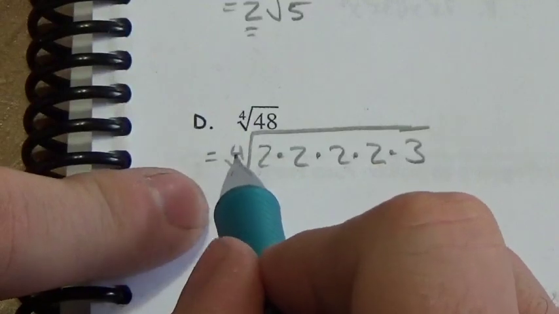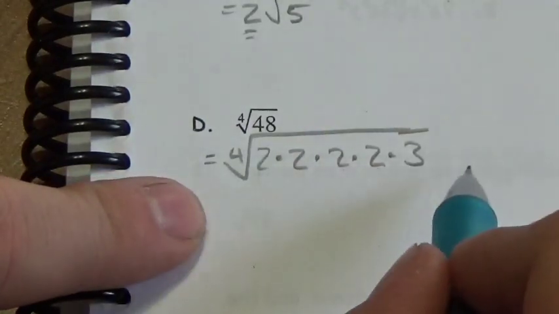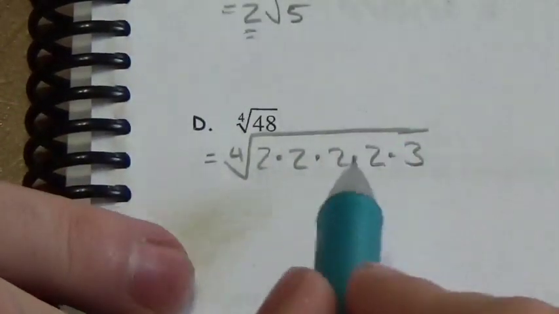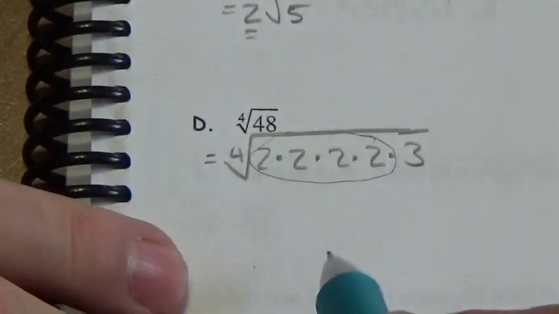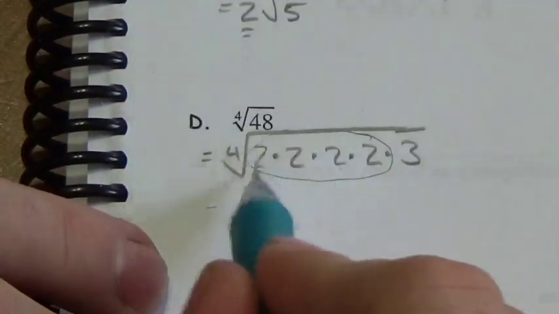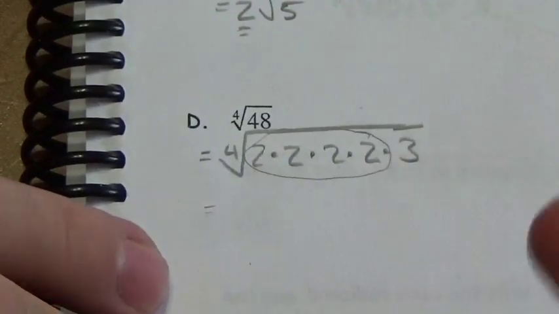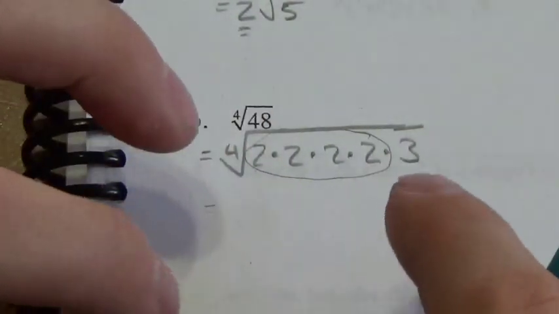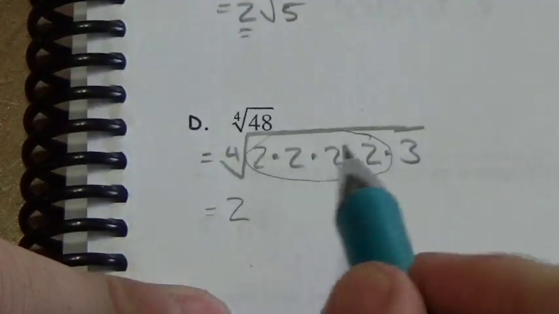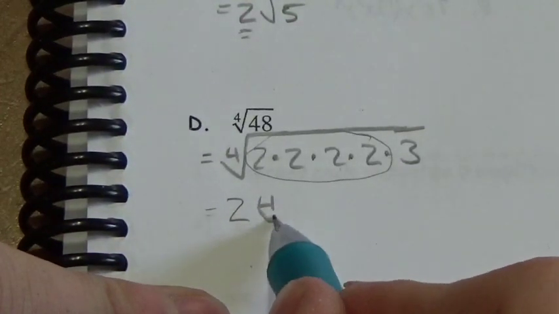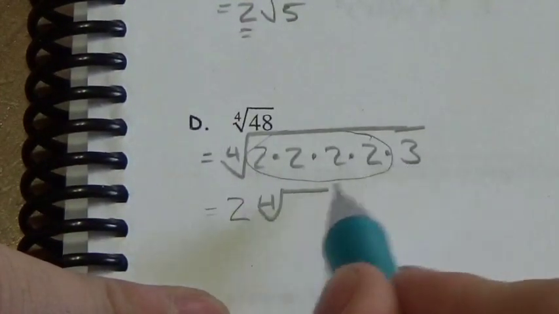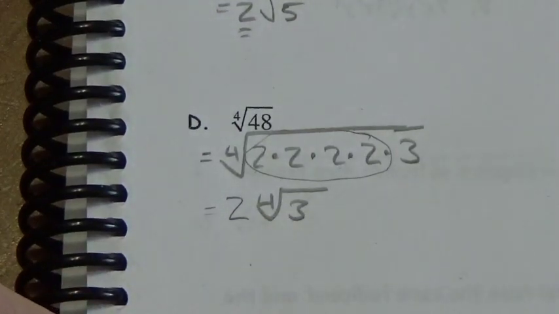I'm trying to find the 4th root, so I'm looking for a group of 4 of the exact same factor, and there they are. There's my 2's. So to represent those 4 2's, which represent your length times width times height times whatever the 4th dimension is, I'm just going to put a 2 up front there. And then what I was left with was the 4th root of that 3 that I couldn't do anything with, so I just leave it inside the radical.